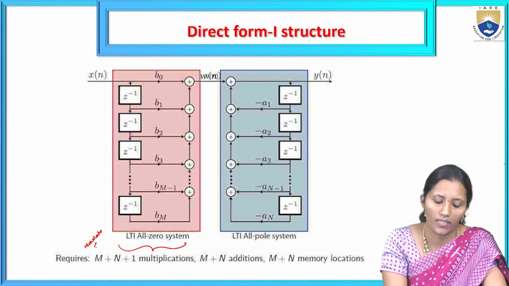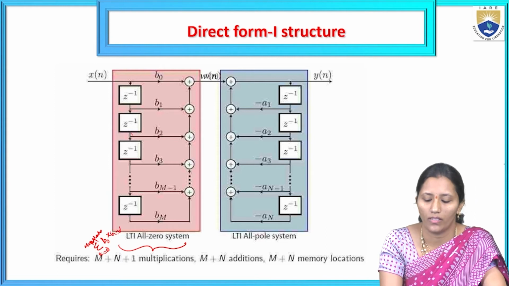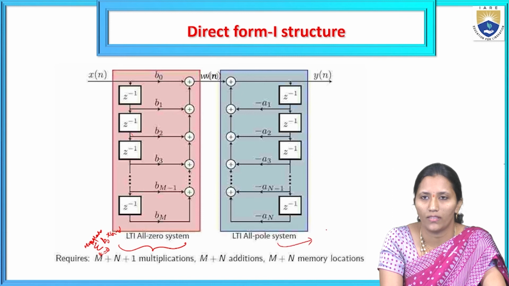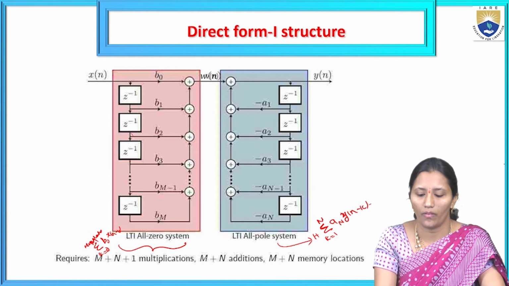All zero system, that is sigma k equals 0 to m B0 x of n minus k. So this is the all zero system and this is the all pole system. The right hand side is the all pole system, that is 1 plus sigma k equals 1 to n y of n minus k. Okay, this is direct form 1 structure.